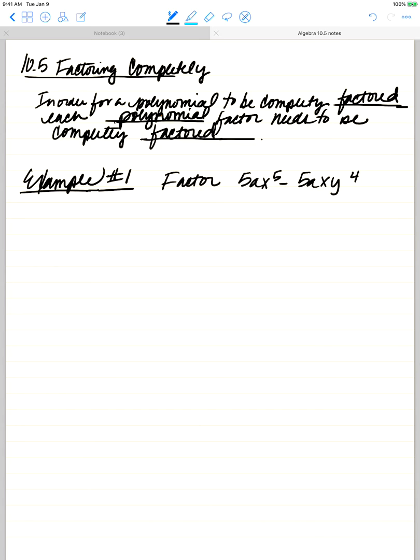Step number 1 is going to be to factor out your common monomial, which in this case is going to be 5ax. When we factor out 5ax, 5ax to the fifth divided by 5ax leaves us with x to the fourth. 5axy to the fourth divided by 5ax leaves us with minus y to the fourth. Now we need to factor out the difference of squares. This right here is a difference of squares.